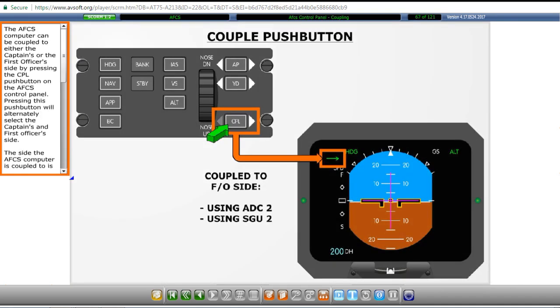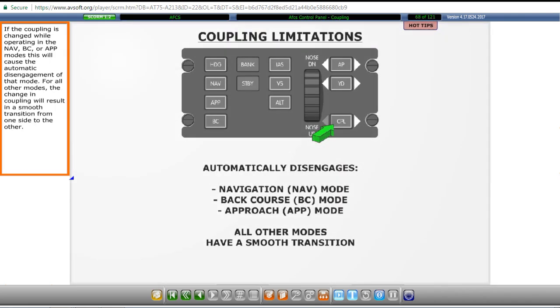The AFCS computer can be coupled to either the captain's or the first officer's side by pressing the couple push button on the AFCS control panel. Pressing this push button will alternately select the captain's and first officer's side. The side the AFCS computer is coupled to is indicated by a green arrow that is displayed in the left side of each EADI. The arrow will point in the direction of the coupling. In addition, the arrow adjacent to the couple push button will also indicate the direction of the coupling.